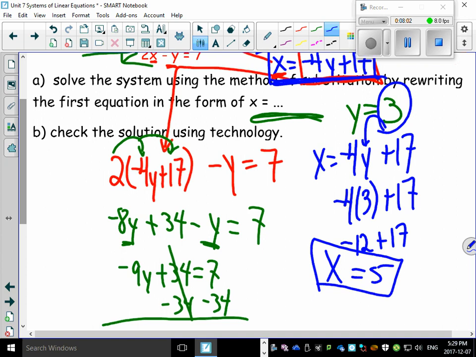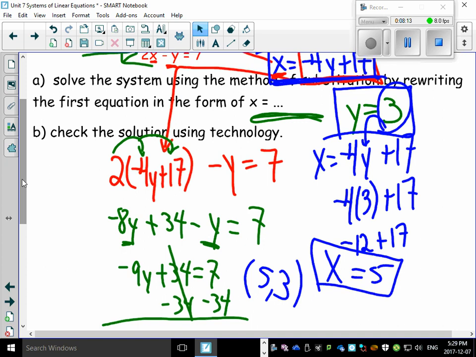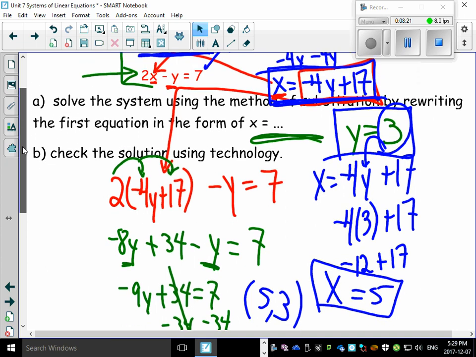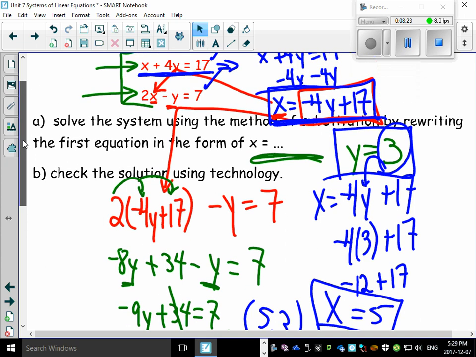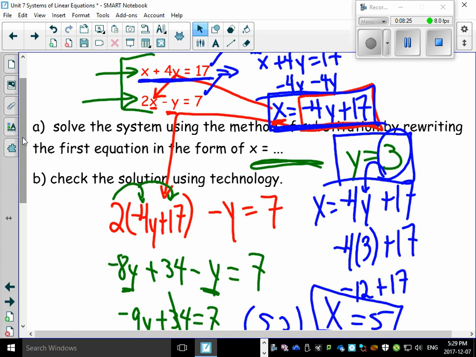And when you solve your system, since you're solving for x and y, please put it as a coordinate: (5, 3). Now, the big thing here is that sometimes you're going to be asked to verify this using technology. And honestly, you should verify this using technology to make sure that you've got the right answer. I know my answer is (5, 3), but I'm going to go back to my original two equations, which are this.